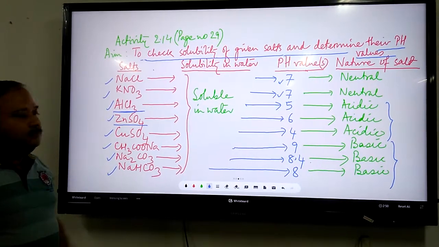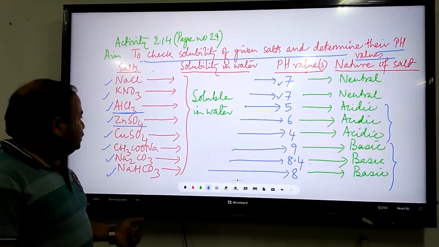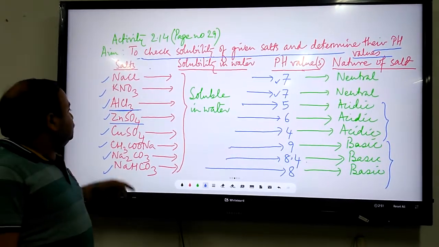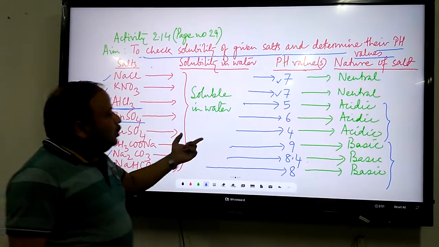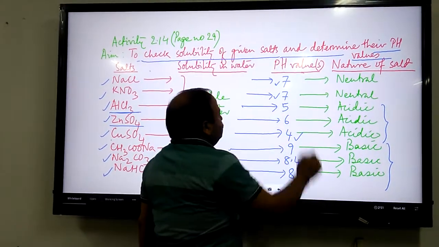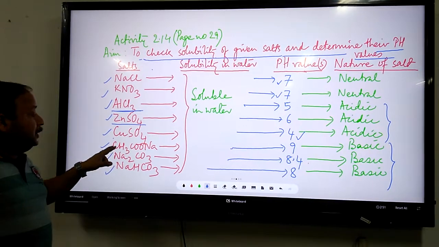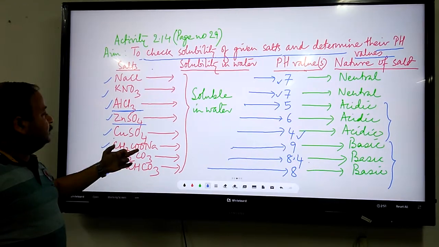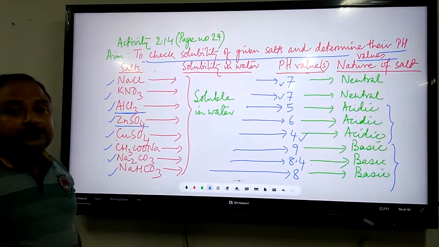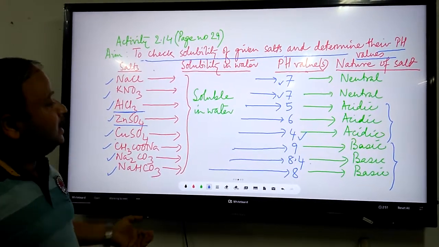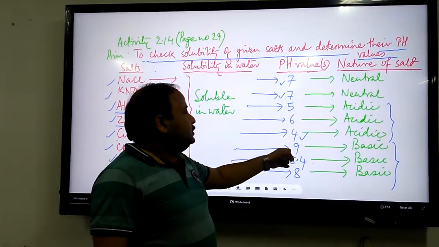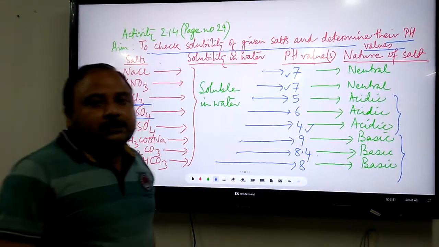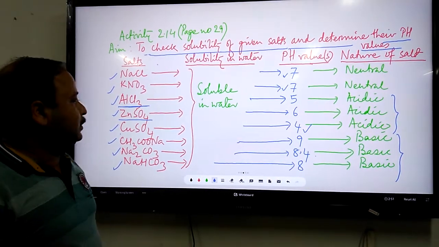Similarly, if you consider copper sulfate, it is formed by the neutralization reaction between sulfuric acid, which is a strong acid, and copper hydroxide which is a weak base, and therefore the salt will be acidic and it has a pH value equal to 4. If you consider the next salt, it is formed by the neutralization reaction between acetic acid or ethanoic acid, which is a weak acid, and sodium hydroxide, which is a strong base. So strong base will impart basic character to the salt, because of which this salt is having pH equal to 9. Actually, the salt cannot have pH equal to 9. The solution of the salt will have pH equal to 9.